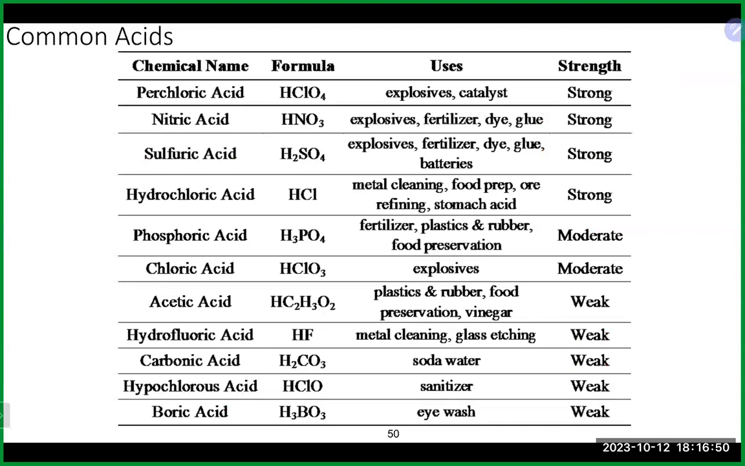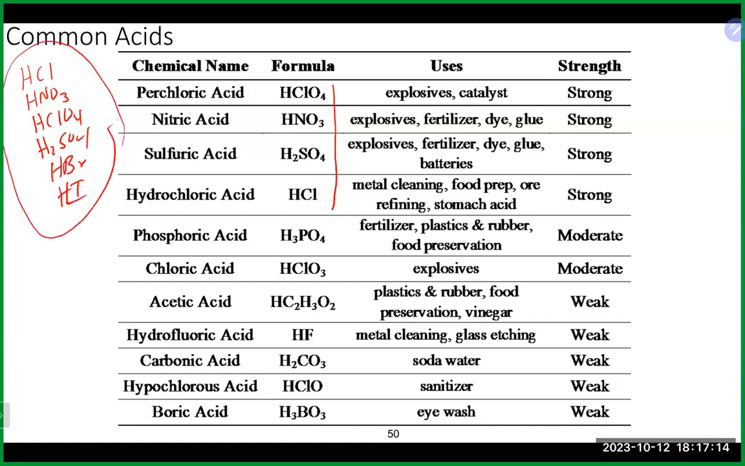Here's a table of some common acids. And again, these are some strong acids through here. There's really a list of strong acids, and that's most of them there. So HCl, HNO3, HClO4, H2SO4, HBr, HI. All of these acids are commonly strong acids. That makes them strong electrolytes, which means that if you have any of these acids and you need to write a total ionic equation or net ionic equation, definitely total ionic equation, they should completely break apart into ions.